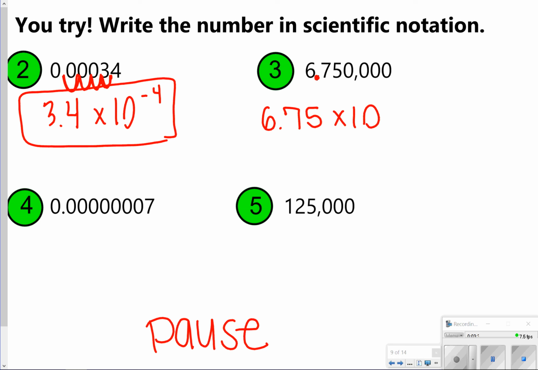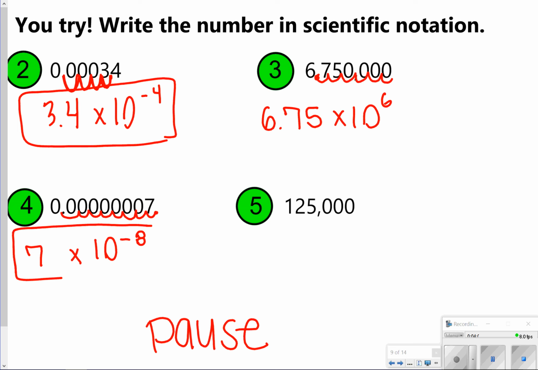And then the exponent I will use will be 1, 2, 3, 4, 5, 6, so 10 to the 6th power, and that's going to be positive since I moved the decimal to the right. Number 4, my decimal can be 7 or 7.0, and I move this decimal 1, 2, 3, 4, 5, 6, 7, 8 times to the left, so 10 to the -8.